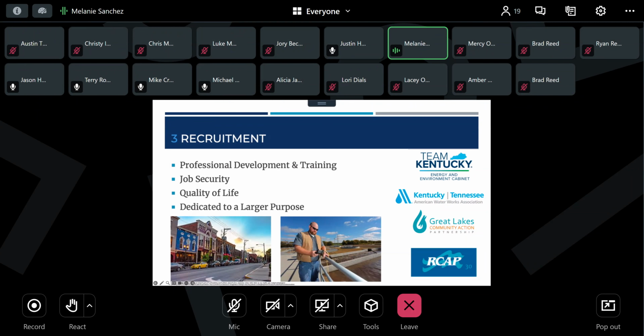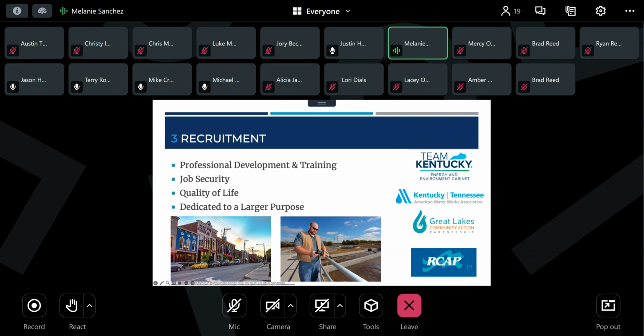Job security. The water and wastewater sector, it's not just a job, it's a long-term career. It provides a sense of job security that's pretty appealing, especially in today's dynamic employment landscape. Water and wastewater professionals are always in demand, so that does typically ensure some stability in the careers.